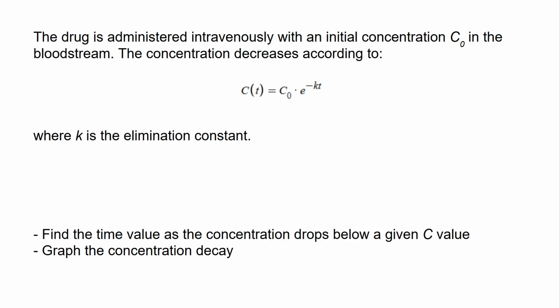So for our first example here, the drug is administered intravenously with an initial concentration C0 in the bloodstream. Concentration decreases according to the function shown here: C of t equals C0 times e to the power of negative kt, where k is the elimination constant. Now, in this example, we're going to find the time value of the concentration dropping below a certain concentration, and we're going to graph the concentration's decay.